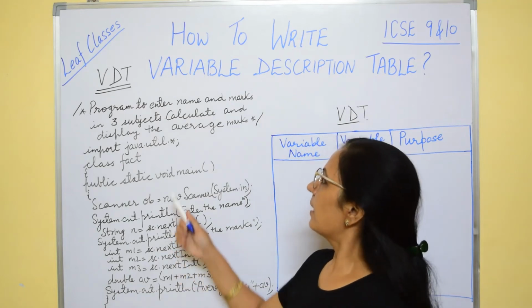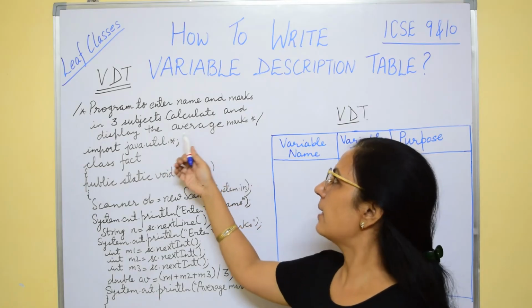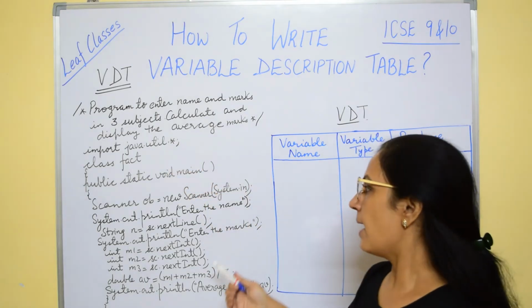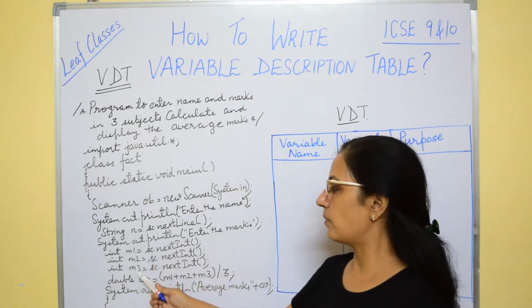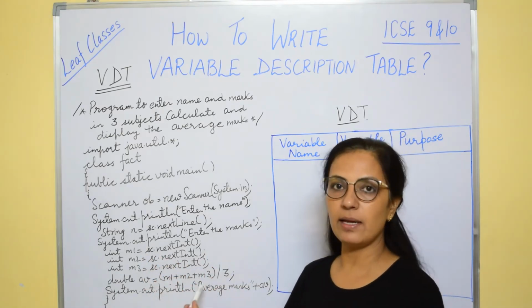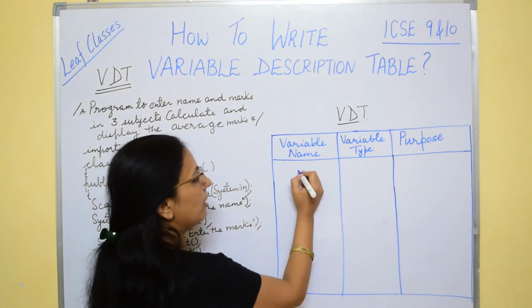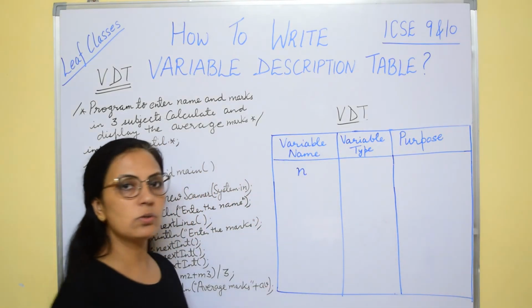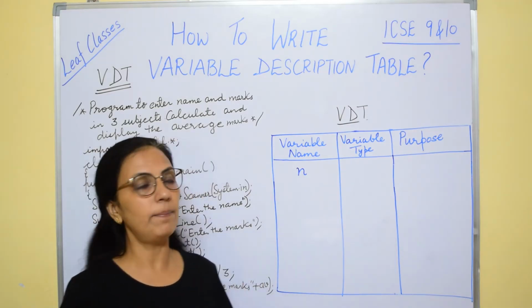It is to enter name and marks in 3 subjects, calculate and display the average marks. I have entered the name in N, marks in M1, M2, M3, and we have calculated average marks in the AV variable. So here how many variables are there? All those we will be writing along with their data types and their purpose.